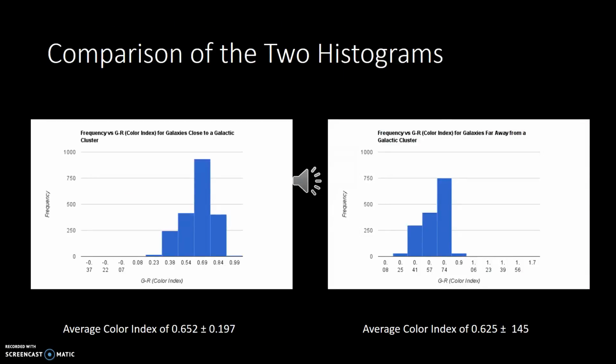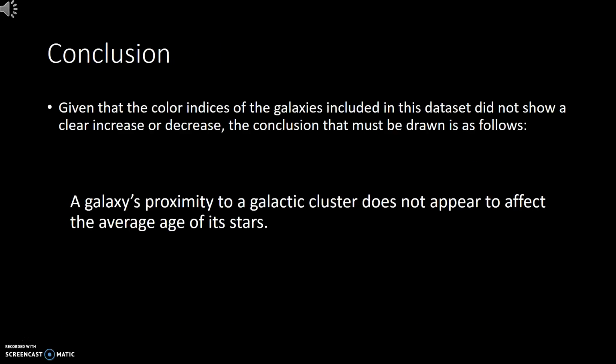A comparison of the two histograms reveals that there is no distinct difference between galaxies closer than the average distance from a galactic cluster and galaxies farther away from a galactic cluster than the average distance when comparing their G minus R values. As can be seen through the scatter plot and the comparison of the two histograms, it appears as though a galaxy's proximity to a galactic cluster does not have an effect on the average age of a galaxy's stars.